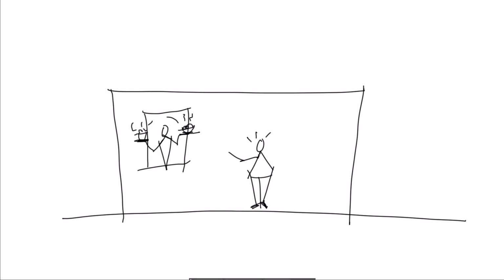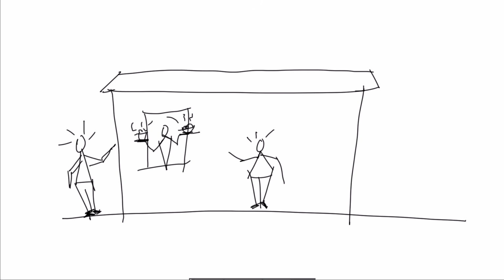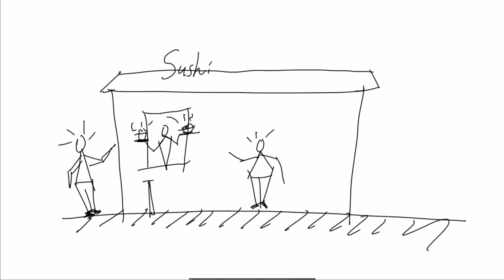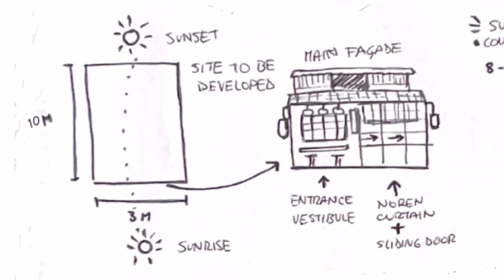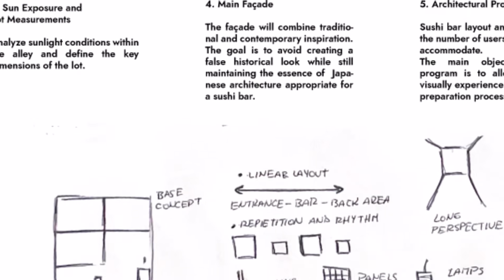One strategy is to introduce a small entrance vestibule, where people passing by can immediately sit down and enjoy some sushi. This creates an active edge along the street and makes the space feel welcoming. On the right side, we maintain the main access into the building. Now let's take a look at some of the design strategies.